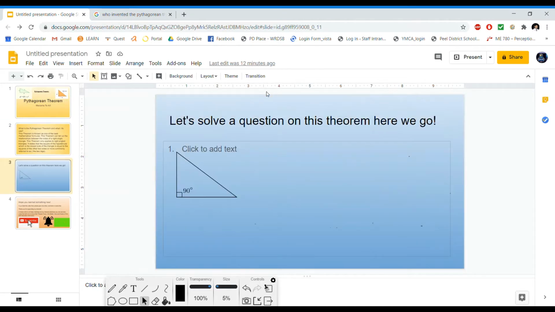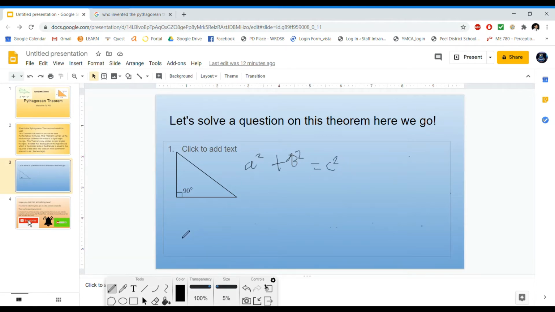So let's solve a question on this theorem now, shall we? Here we go. Let me get this paint out so we can write. The formula for the Pythagorean theorem is a squared plus b squared equals c squared. Make sure you're following this correctly: a squared plus b squared equals c squared.